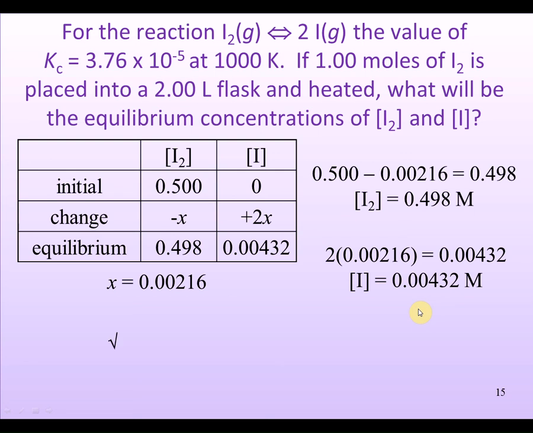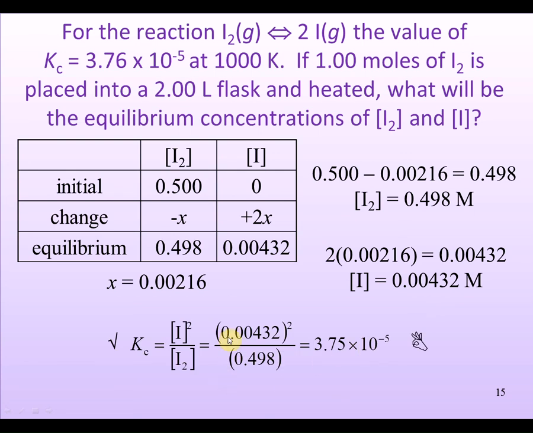If we want to double check ourselves, we can substitute in those concentrations. Remember, our products over our reactants, and our products are going to be squared because of that balanced chemical equation. So we get a Kc value of 3.75 times 10 to the minus fifth, and that's within sig figs of our given Kc value. So everything looks good. So that's an example where we're using the quadratic formula.